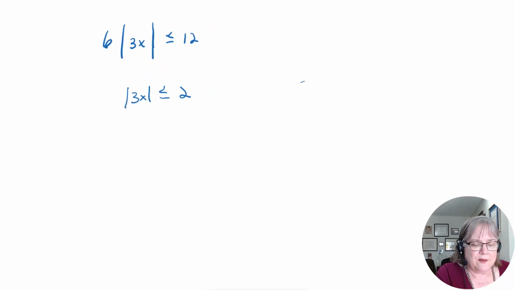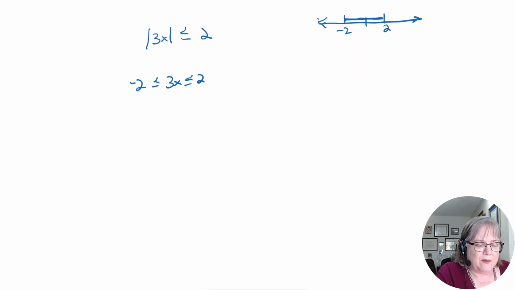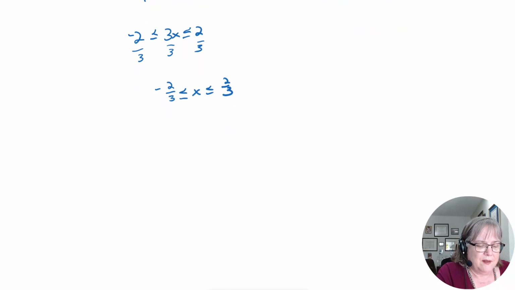All right. So what I'm thinking is somebody is less than 2 away, just like what we had before, right here. So 3x is in between these 2's. And then you divide everybody by 3. So negative 2/3 is less than or equal to x is less than or equal to positive 2/3. So your interval looks like this.